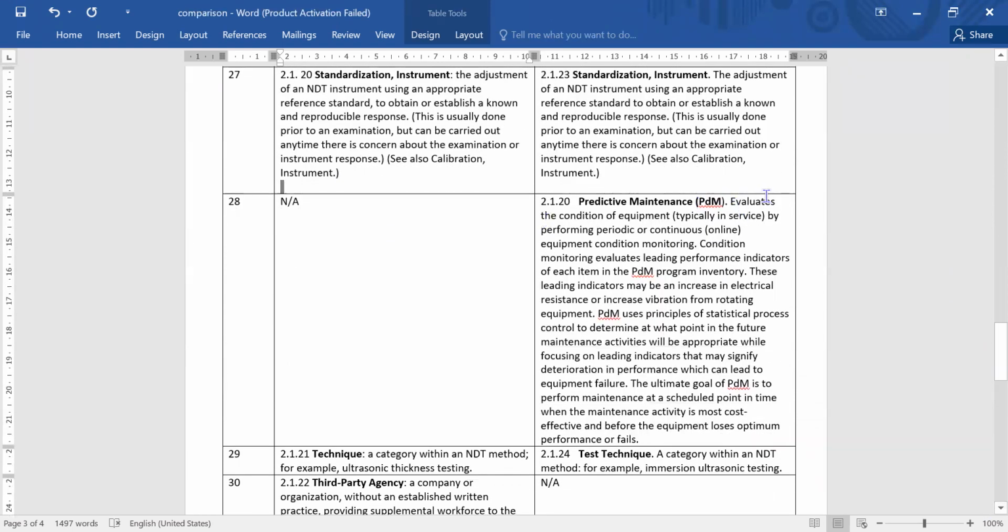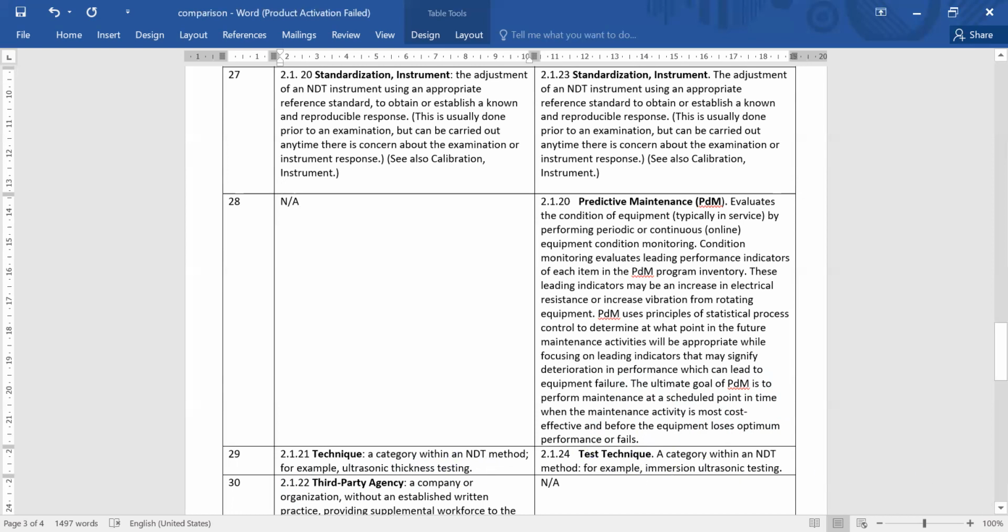Predictive maintenance: PdM evaluates the condition of equipment, typically in service, by performing periodic or continuous online equipment condition monitoring. Condition monitoring evaluates leading performance indicators for each item in the PdM program inventory. These leading indicators may be an increase in electrical resistance or an increase in vibration from rotating equipment. PdM uses principles of statistical process control to determine at what point in the future maintenance activities will be appropriate, while focusing on leading indicators that may signify deterioration in performance, which can lead to equipment failure. The ultimate goal of PdM is to perform maintenance at the scheduled point in time when the maintenance activity is most cost effective and before the equipment loses optimum performance and fails.